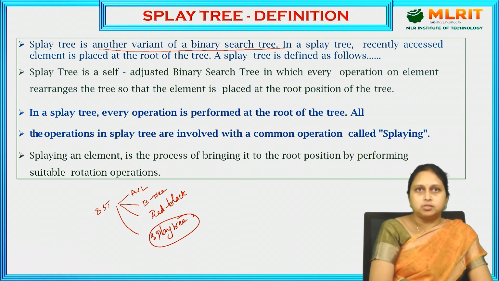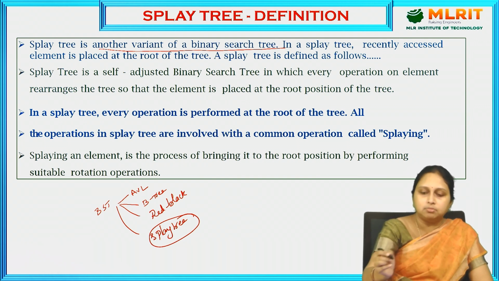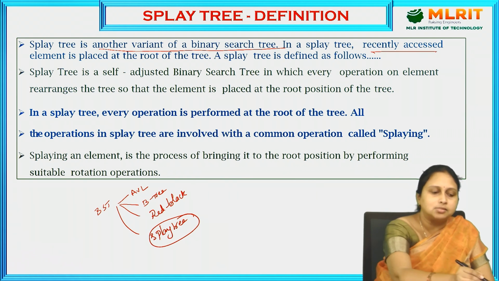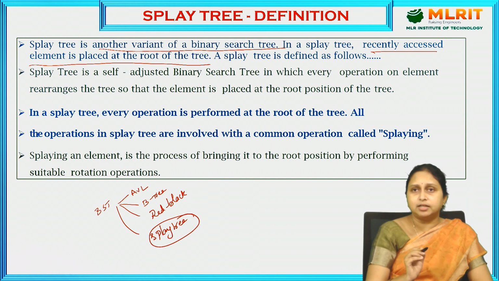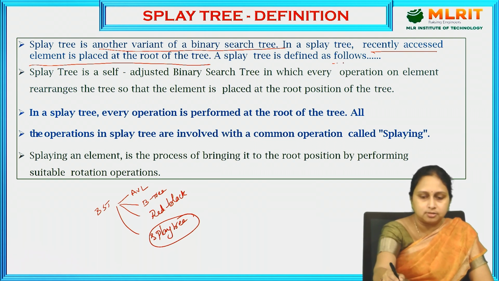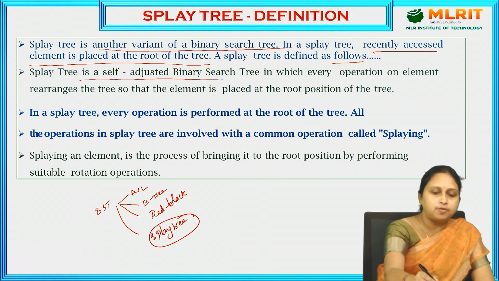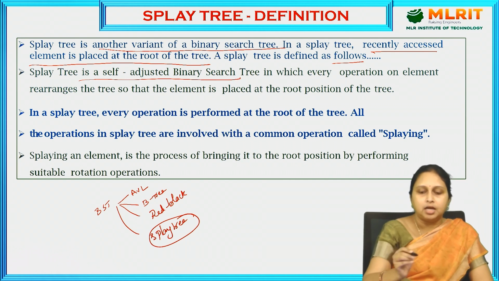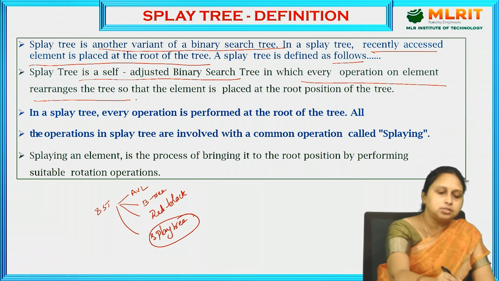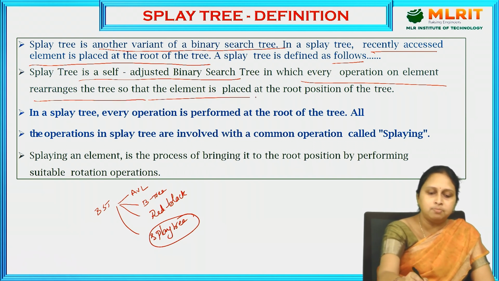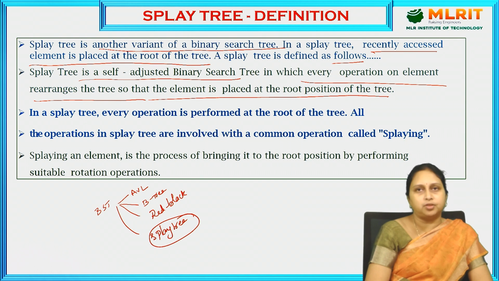What is a splay tree? What is the use of this? In a splay tree, a recently accessed element is placed at the root of the tree. Whichever recent element you want to access has to be placed at the root of the tree. A splay tree is defined as a self-adjusting binary search tree in which every operation on an element rearranges the tree so that the element is placed at the root position of the tree.